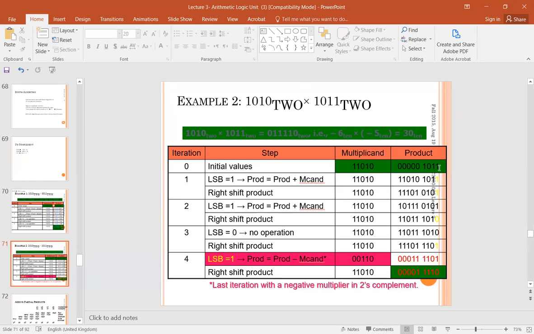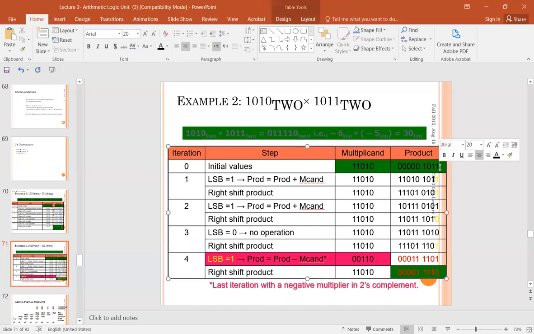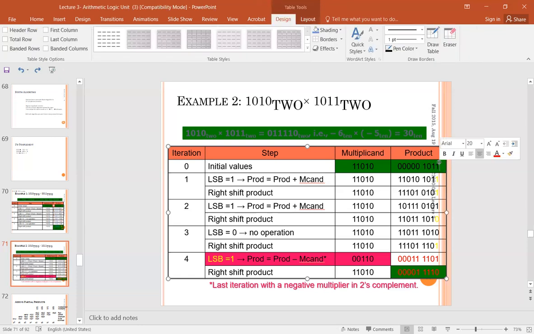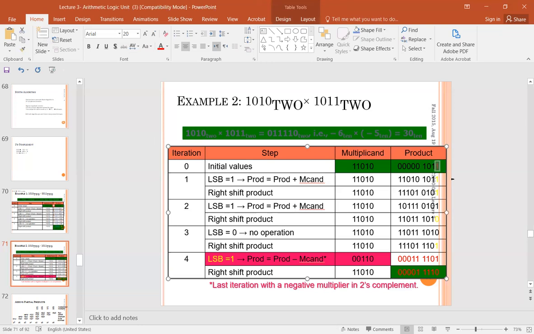Now I check my first bit. First bit is 1, so let's mark it with red as our convention. Okay, now I have a 1 here. Because I have a 1, I do add. So I will add 11010 plus all the zeros. So the result is 11010. So this is my result. Now I will do a shift, right shift.